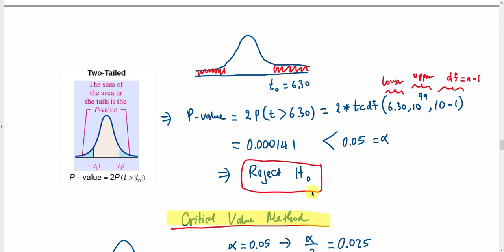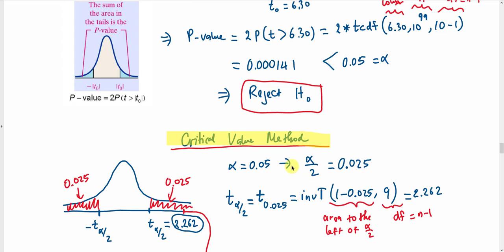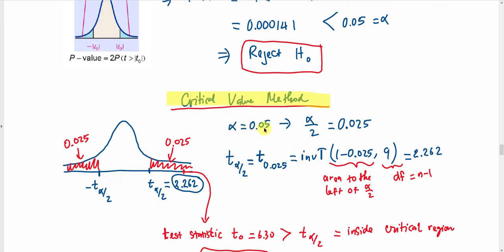Okay. We got 0.00141 for the p-value, and this is less than 0.05, which is the level of significance. If it's less than alpha, then we reject the null hypothesis H0. Let's try the critical value and see if we do end up with the same conclusion or not. Okay, the same conclusion. We are given alpha to be 0.05.